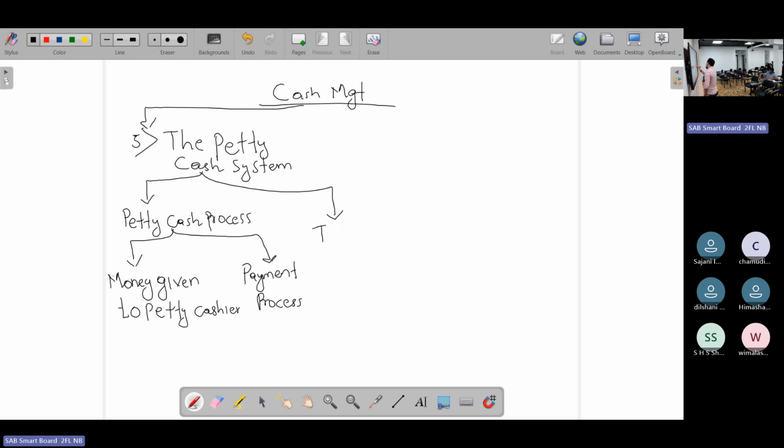Then we discussed IOU in the petty cash system. IOU advance: if an employee takes an advance from the petty cashier, what are the treatments? So within 24 hours, all IOUs must be cleared. After that, we discussed the imprest system. Okay, imprest system.